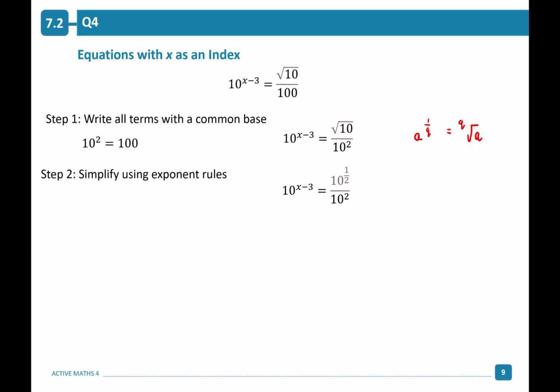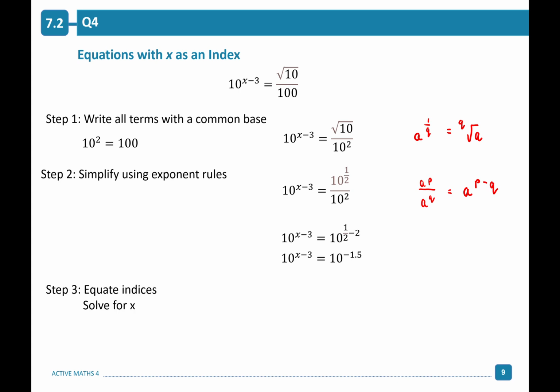I then look at rule 2, where a to the power of p all over a to the power of q is equal to a to the power of p minus q. So I'm going to take my exponents from each other. This leaves me with 10 to the power of x minus 3 equals 10 to the power of a half minus 2. Taking away our values, we get 10 to the power of x minus 3 equals 10 to the power of minus 1.5.